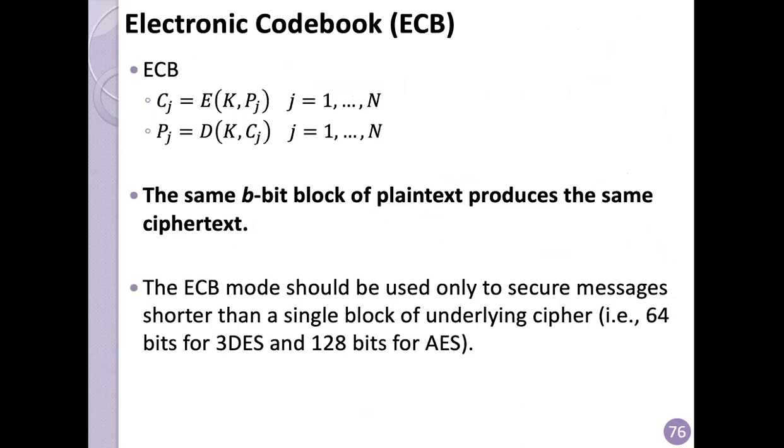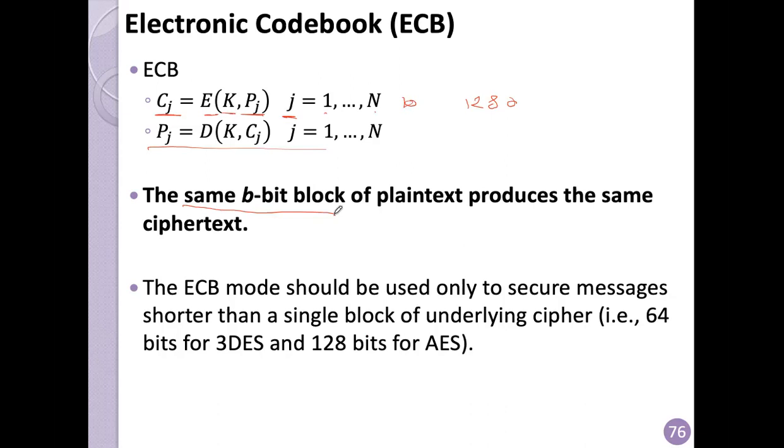Here is a math representation of that. The ciphertext of block j comes from encrypting plaintext block j with the key, and j ranges from 1 to n. For example, if n is 10 and we are talking about AES, we are in fact encrypting 1,280 bits. And this is the decryption part. Like I said, the main feature is that the same key is used for encrypting all the blocks of the plaintext.